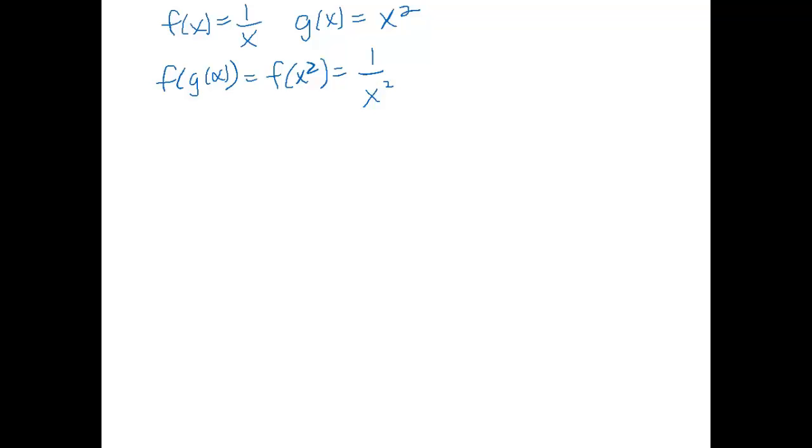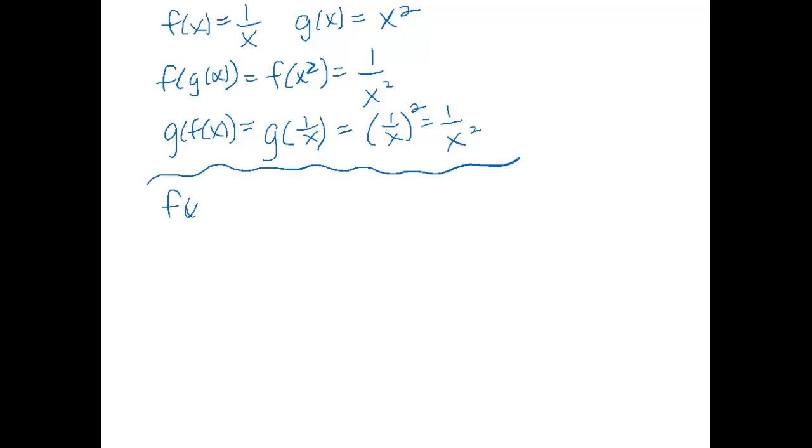Let's try it this way. G of f of x. That would mean g of 1 over x. That would be 1 over x squared, which is 1 over x squared. So again, that's the same function as an output. So I don't think we have any issues here either. I have one more that we could try.